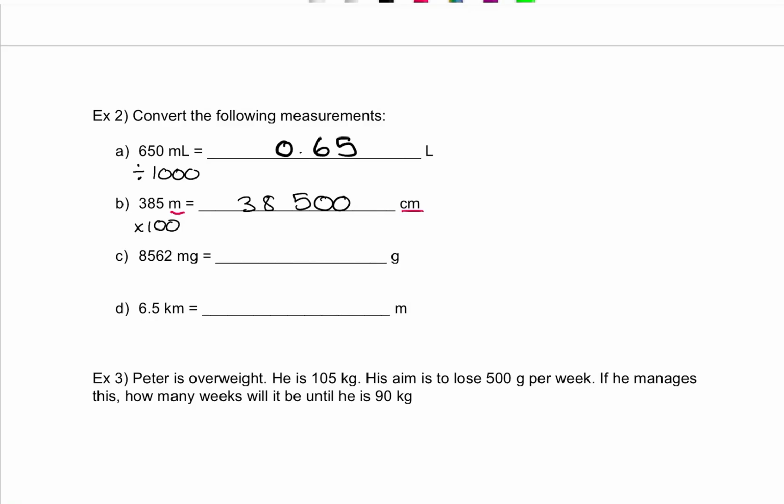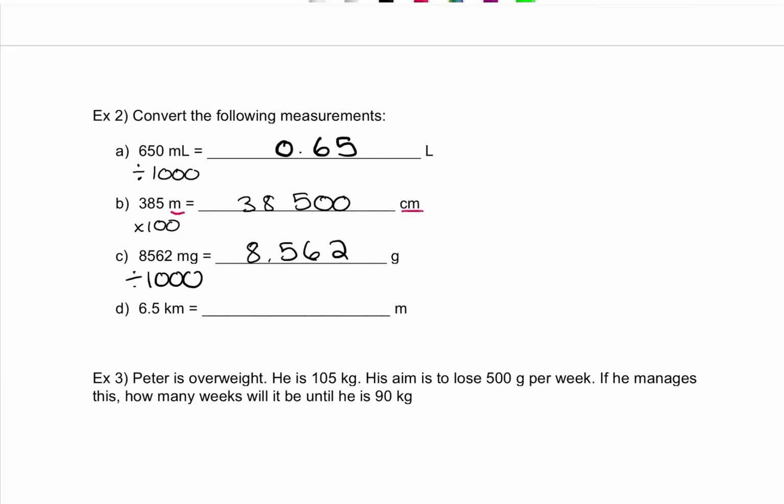All right, C, mg to g. mg stands for milligrams, g stands for grams. So find the appropriate chart that has those acronyms, the mg and the g. Think about what direction you're going if you have to start at mg and end at g. In this case, you should be looking at your formula sheet and noticing you have only one step to get from mg to g. It's a division step, and you're dividing by 1,000. 8,562 divided by 1,000 is 8.562.